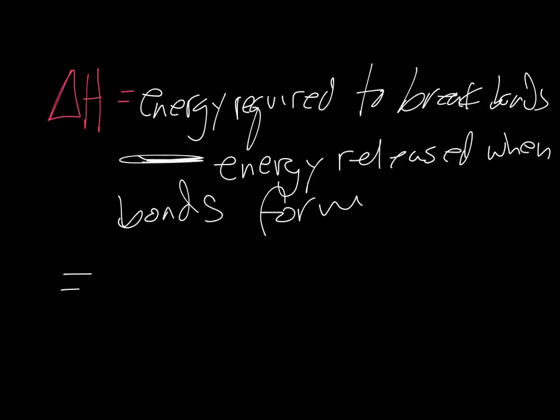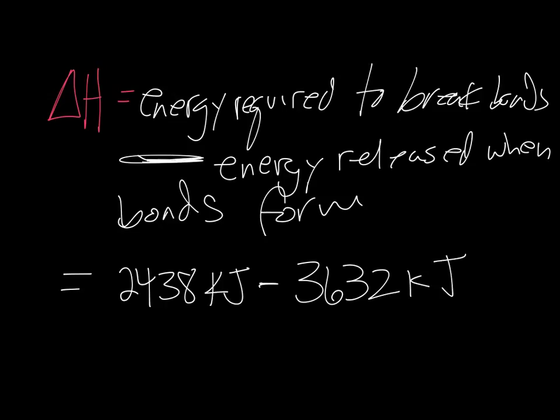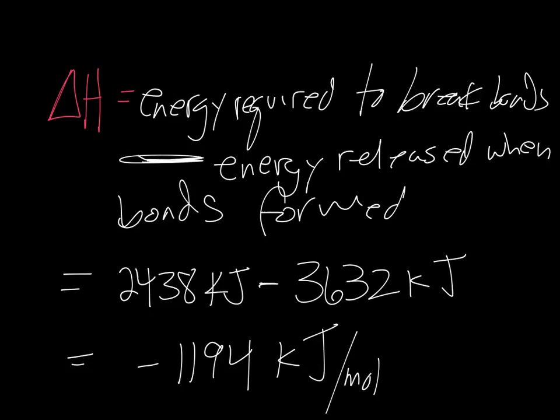So we take the previous numbers that we calculated, which was the energy required to break the bonds, 2,438 kilojoules, minus the 3,632. That was the energy released when the bonds formed, and that gives us a value of minus 1194 kilojoules. So you can see that it's an exothermic reaction. The sign value for the enthalpy change is negative. This means that 1,194 kilojoules of energy were released per mole of CF2Cl2 formed. Hopefully this will help you and you find it useful.